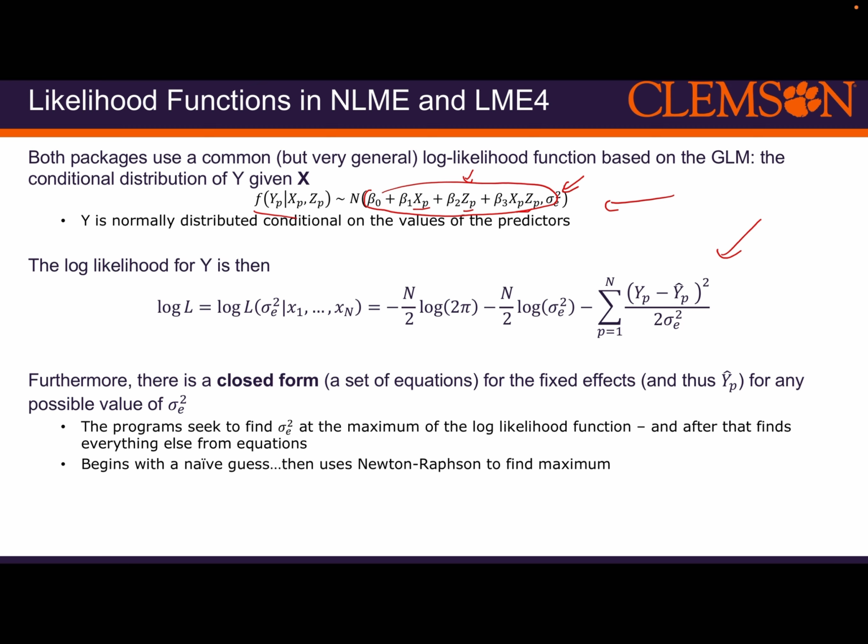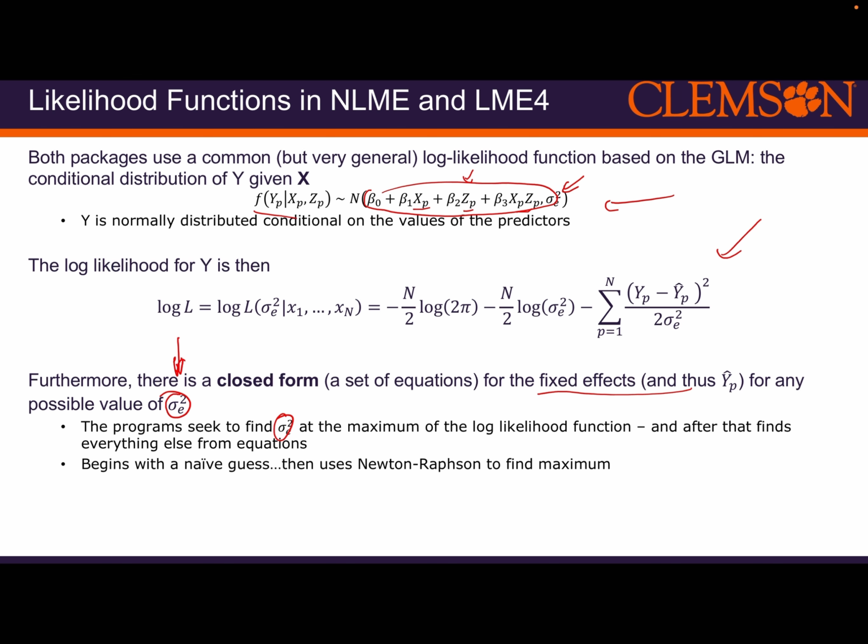So the program here, actually, let me back up. There's a closed form. But it's a little more complicated. For any possible value of sigma squared, there's a closed form, but we don't know what sigma squared is. So what we have to do is use maximum likelihood to find sigma squared, and then use the closed form to figure out what the betas happen to be. And how it starts is the following.